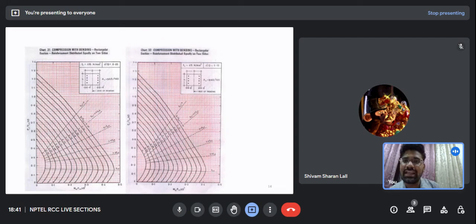Now let's look at the design part. What if we want to design a column which is having uniaxial loading? We have some charts in SP16, Special Publication 16. Here also, let me quickly summarize how to look at these charts. Firstly, you have to look for the fy value. Secondly, you have to look for the d dash by d value. Thirdly, you have to look for the arrangement of bars.